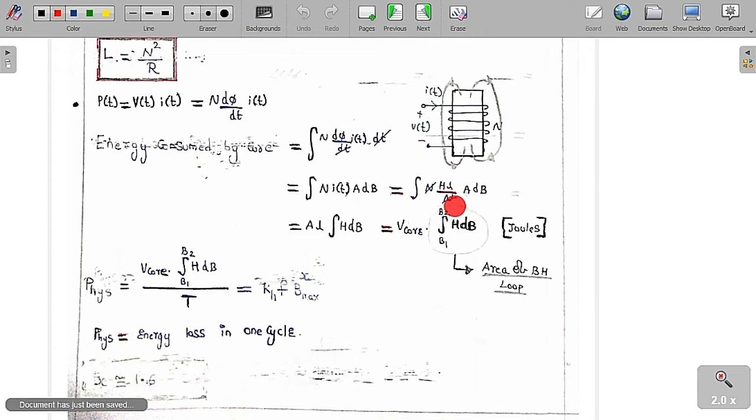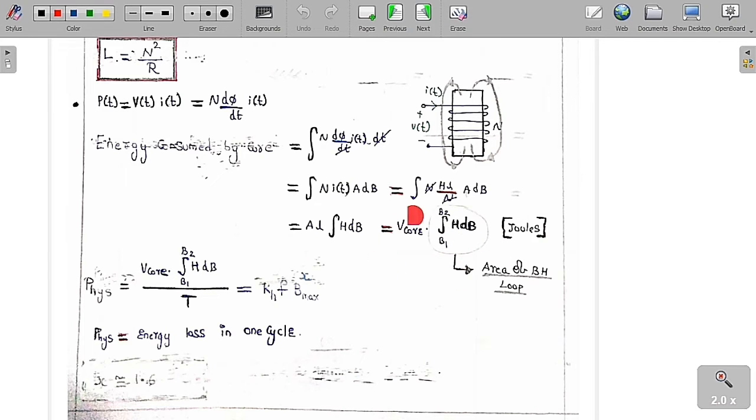Here L and A are constant: the mean length of the core and the area of the core are constant. Take them outside. A into L is called the volume of the core. So this is the volume of the core into the integration from B1 to B2 of H into dB.